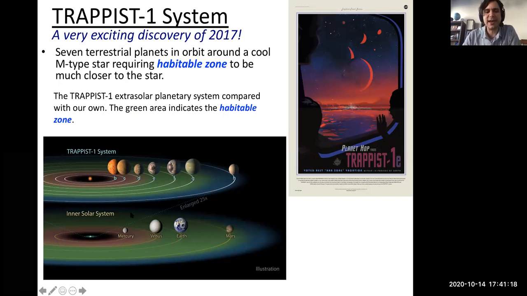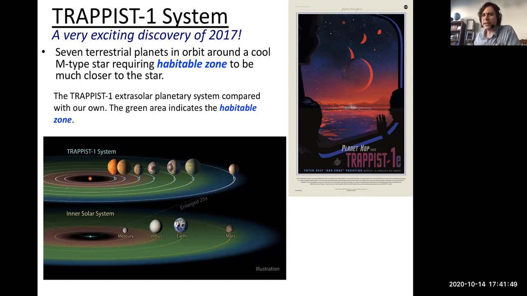And not only does it have 7 terrestrial planets, 4 of those terrestrial planets fall within its habitable zone, which is really, really small. So this is zooming in, all interior to the orbit of Mercury. They have orbital periods of days, and they're tidally locked to their star. But there we have 4 potentially habitable worlds in one system. We got really, really excited about this.